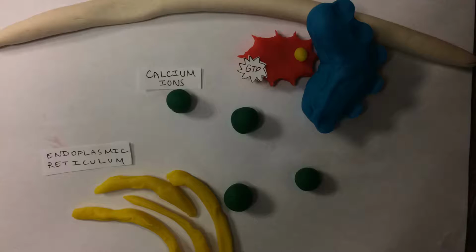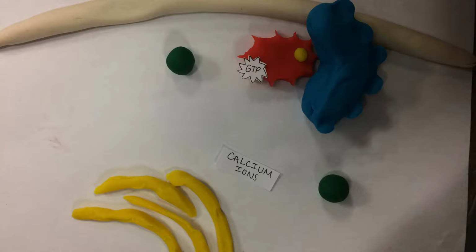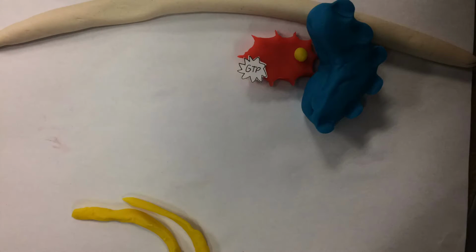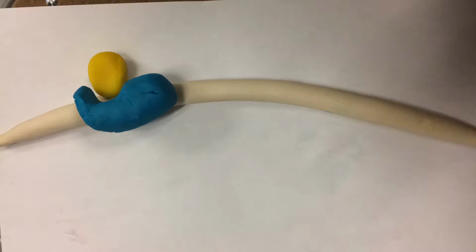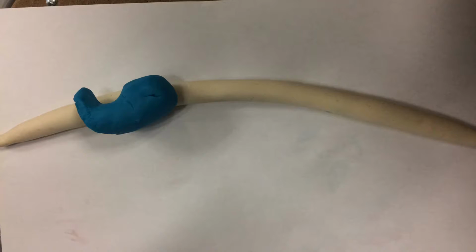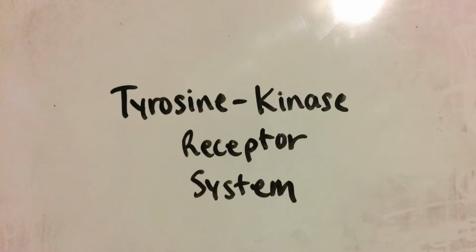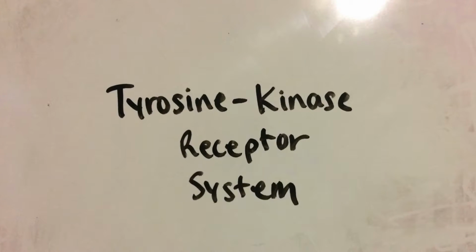After this response is complete, the G-protein detaches from the enzyme. The enzyme will become inactive once again. As this process occurs, an organic phosphate will be released from the G-protein, and the G-protein is inactive once more. Here we see the receptor again. Since the cellular response has been completed, the ligand can now detach from the receptor. Now let's move on to the second method of cell communication.